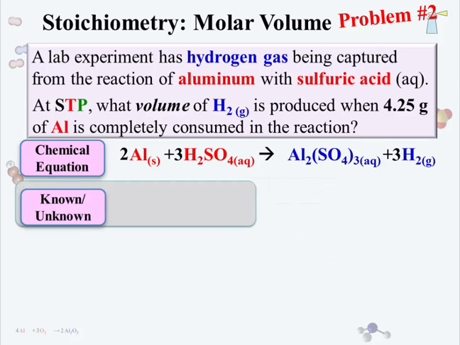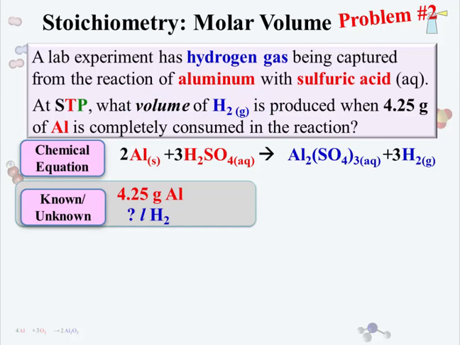On to step 2. What is known and what is not known in this problem? The problem gives a specific amount of aluminum. That is a known quantity. The volume of hydrogen gas is not known and is in fact asked for in the problem. It is an unknown. It is our desired substance.